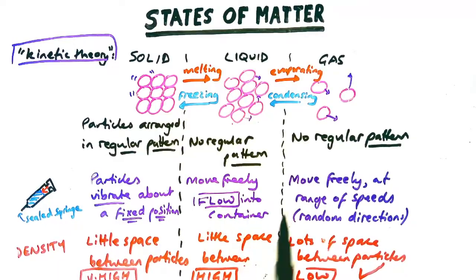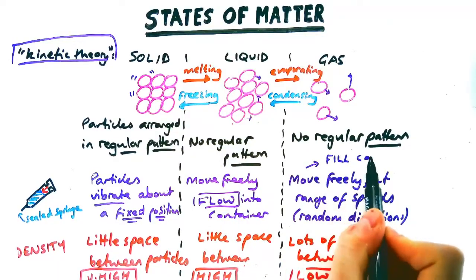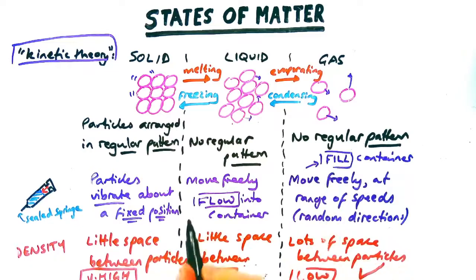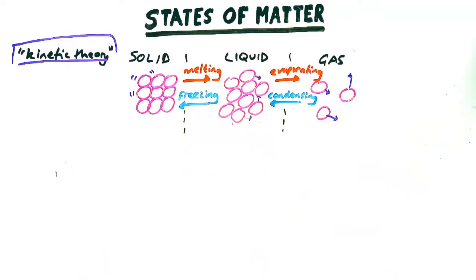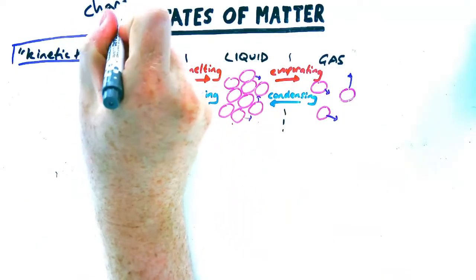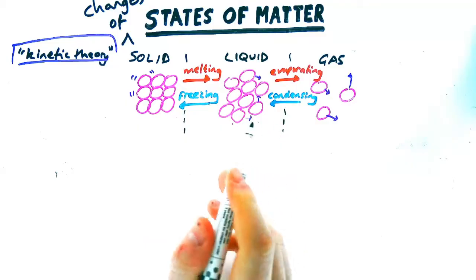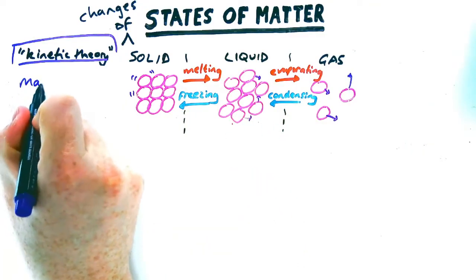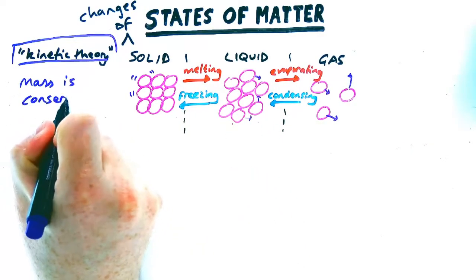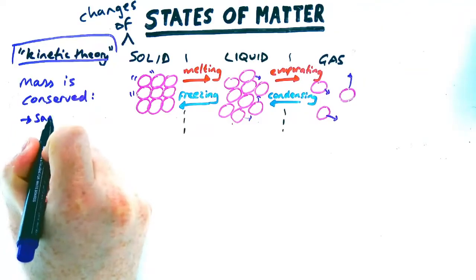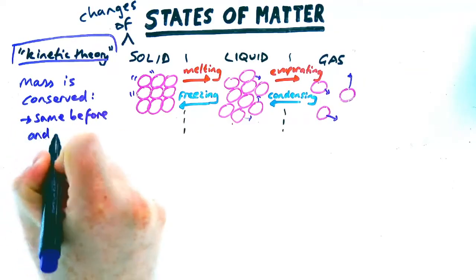Talking about the particles and their movement helps explain why liquids flow and why a gas fills a container, whereas a solid does neither. So that's another example of linking the idea of particles to a property of a solid, liquid, or gas. Next, let's talk about changes of state. In any change of state, liquids to solids, solids to gases, etc., mass is conserved.